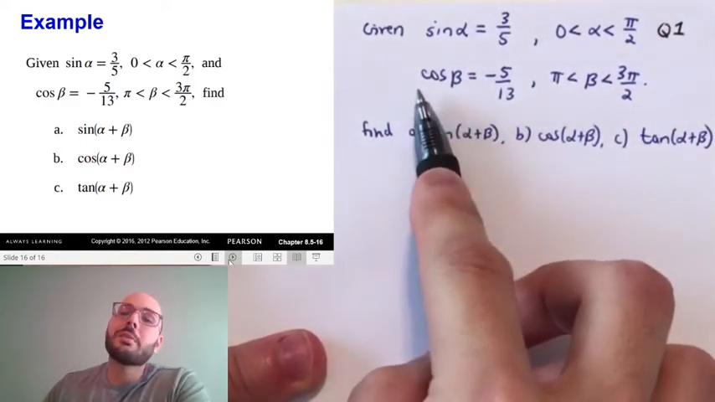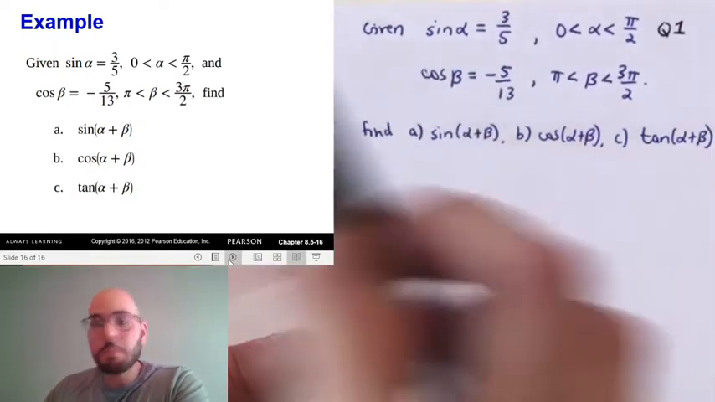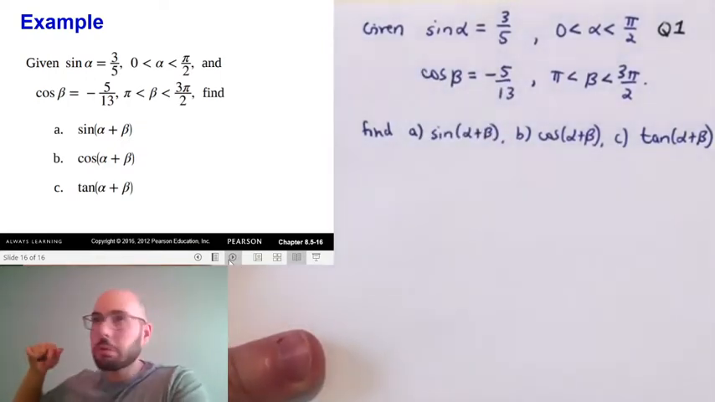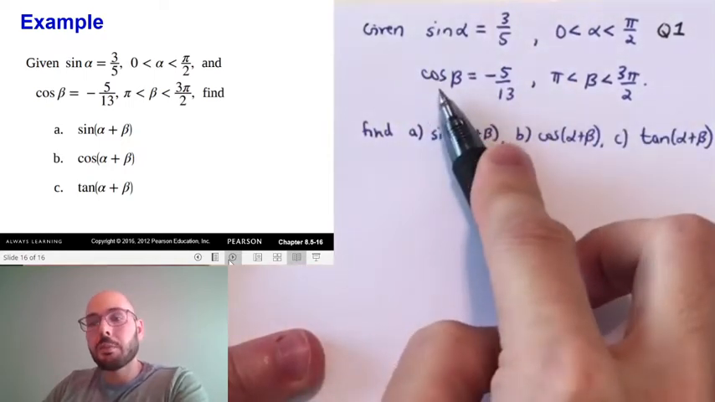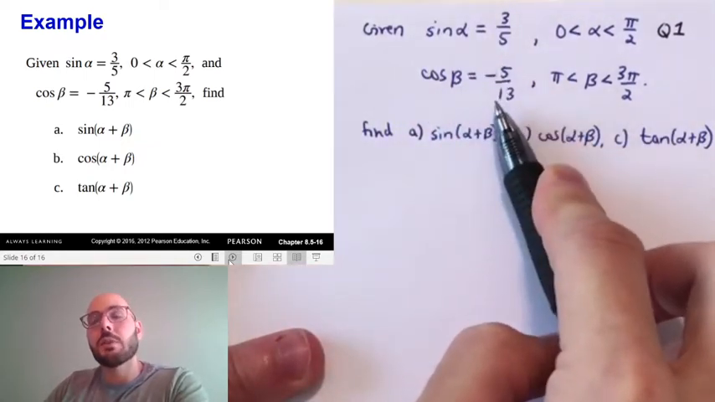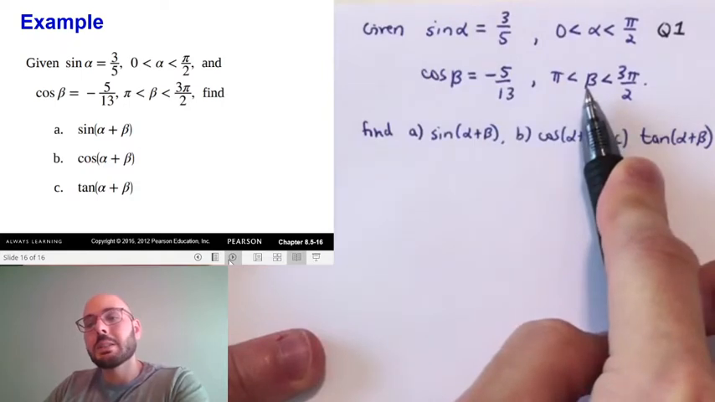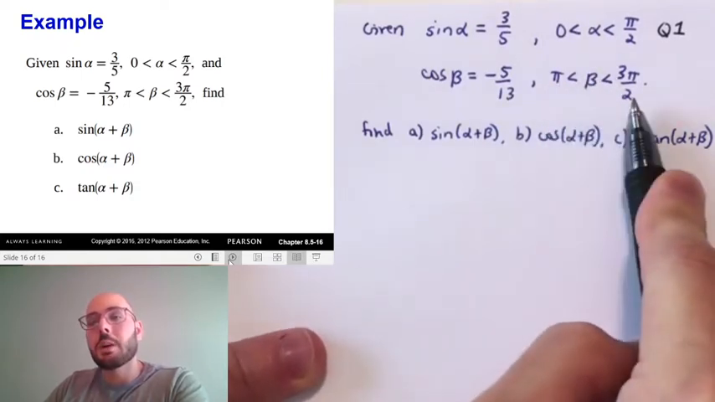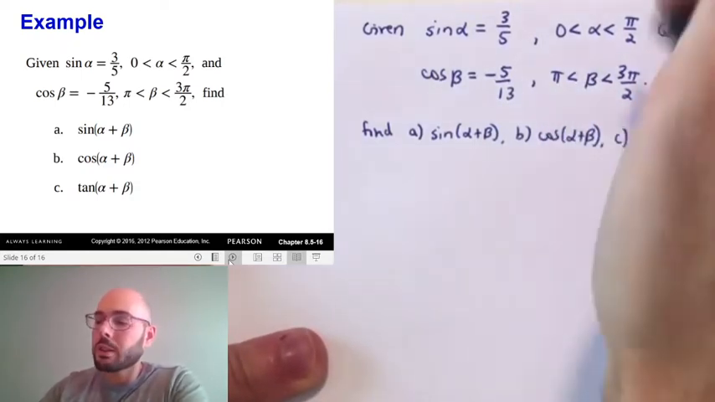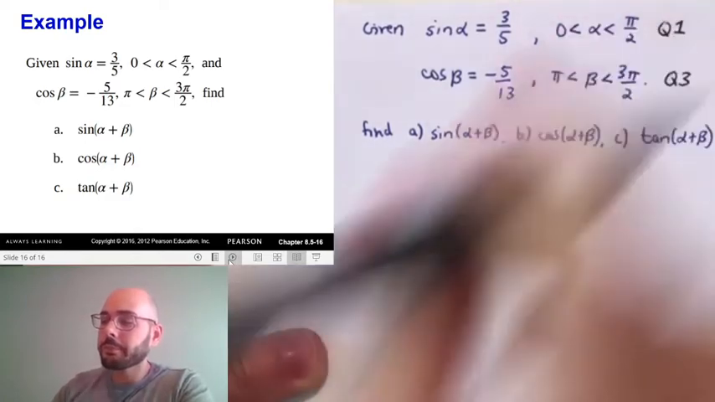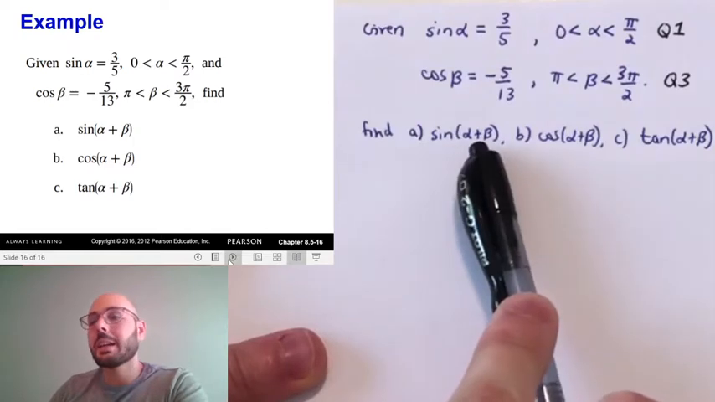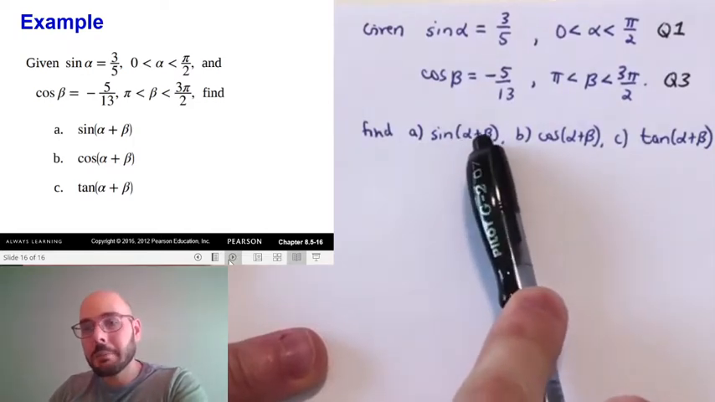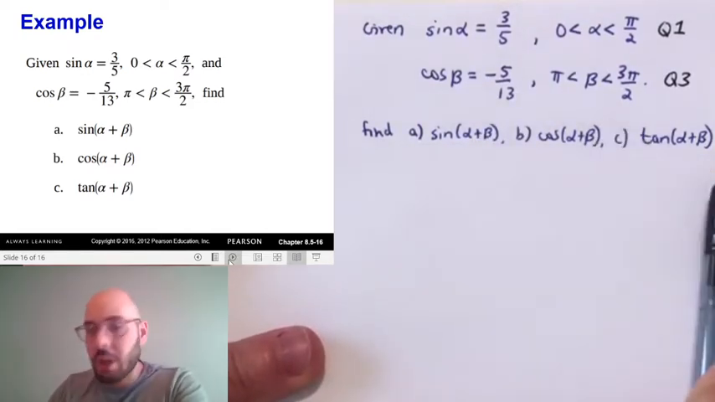Similarly, we have cosine beta. So beta is some other angle unrelated to alpha. And we know that cosine of beta is negative 5 over 13. And beta happens to be between pi and 3 pi over 2, which is in quadrant 3. So then we're asked to find sine of alpha plus beta, cosine of alpha plus beta, tangent of alpha plus beta.